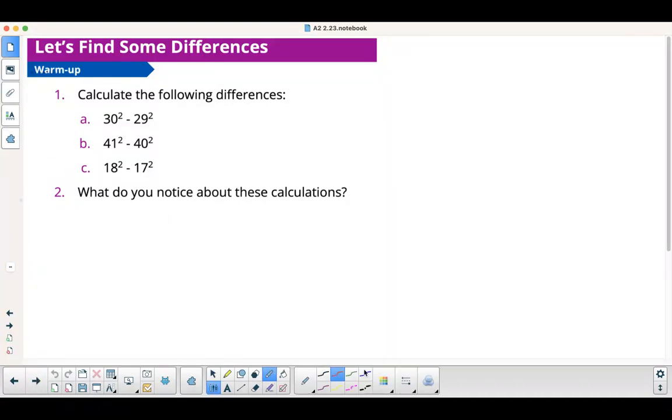So for the first one, I get 59. Second one, I get 81. And then the last one, I get 35, I think. Hold on one second. My calculator just ran out of batteries. All right, we get 35.